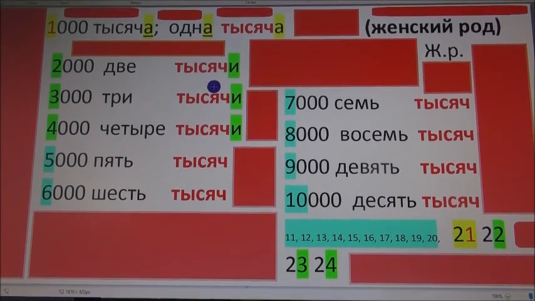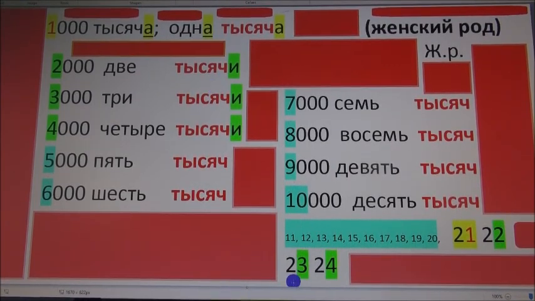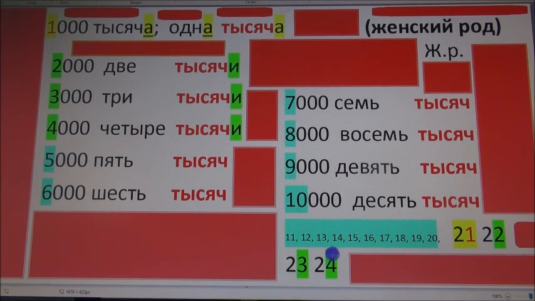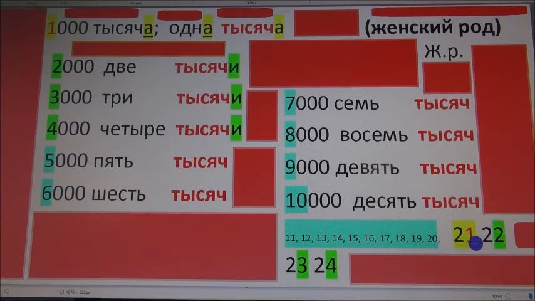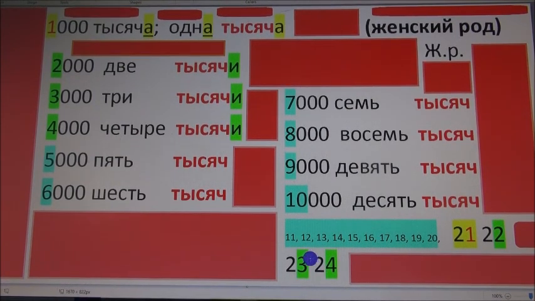Or rubles, whatever you want. Italian liras. 23, we are coming back to 3, тысячи, 23,000, 24, and you can put here 31 and 41 and 51, it will be exactly the same rule, changing only the last digit, 1, 2, 3, 4, okay?